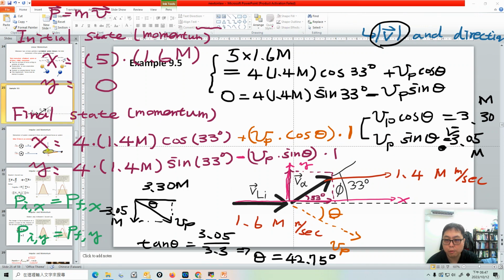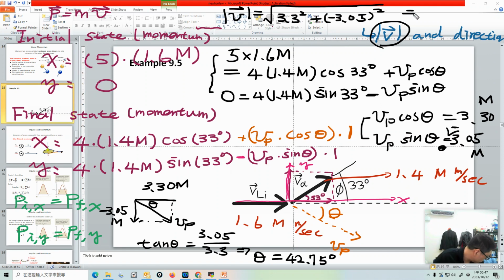Let's write down its magnitude. The magnitude is simple, right? The magnitude of a vector, remember that? The magnitude is the square root of 3.3 squared plus 3.05 squared. It should be minus, but since it's squared, it will cancel out, but we still keep it. So it's about 4.49, and it's mega. Okay, so it's not medium, it's called mega. Sorry.